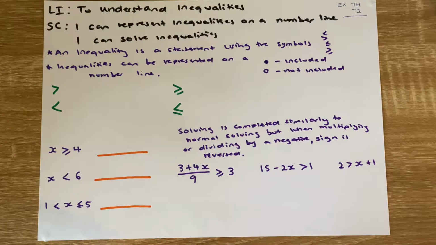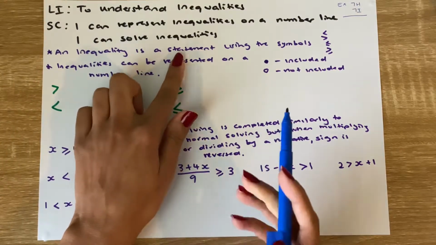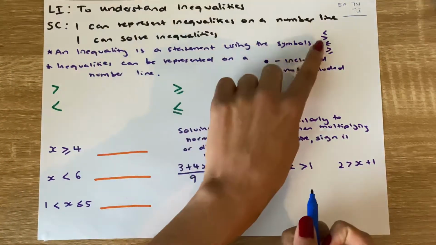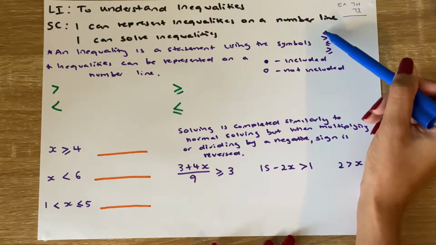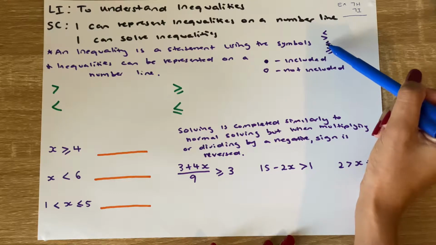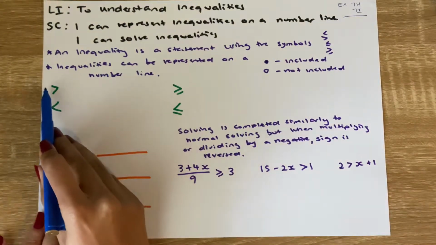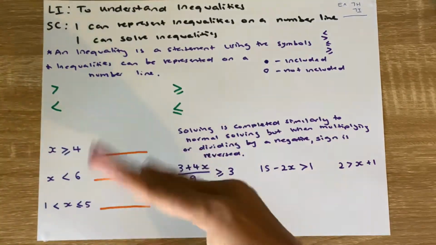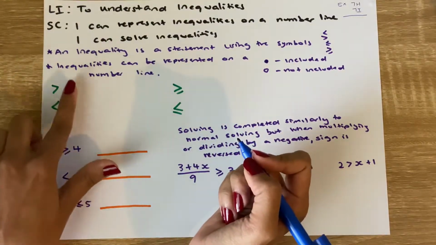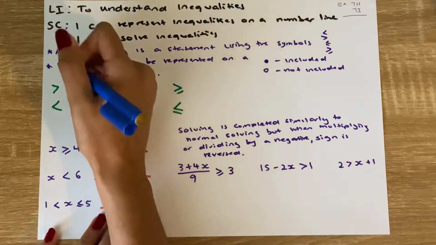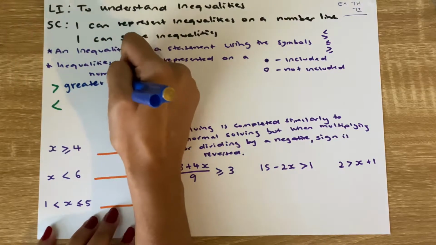So an inequality is basically a statement, but instead of using an equal sign in the statement, we're going to be using these symbols. Now, these symbols you might be familiar with: less than, greater than, less than or equal to, greater than or equal to. So I'm just going to write them down here. If Pac-Man is facing this way, the number that is on this side has to be greater than the number that is on this side. So we say that this symbol means greater than, okay?